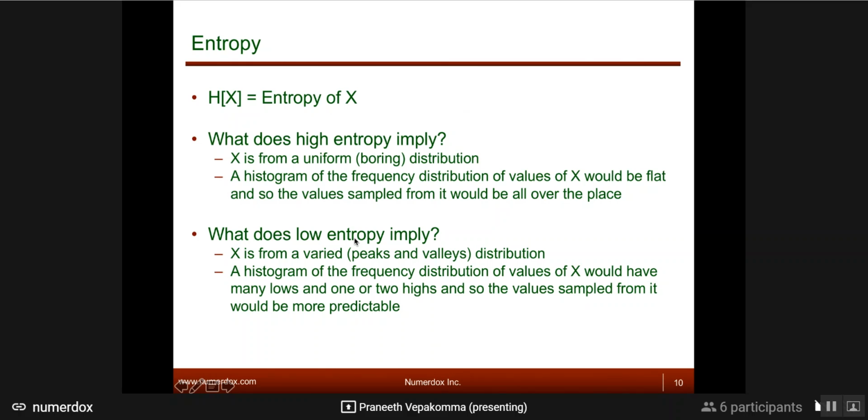What does low entropy imply? It means X is very varied, with peaks and valleys in the distribution, which means some values or events are highly likely. That's why you have high probability. Some are highly unlikely, so you have valleys. So the histogram would have many lows and highs, which means there is low entropy, right? Lesser uncertainty than being completely random.